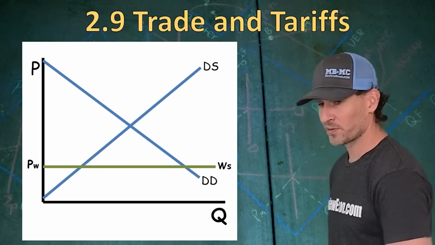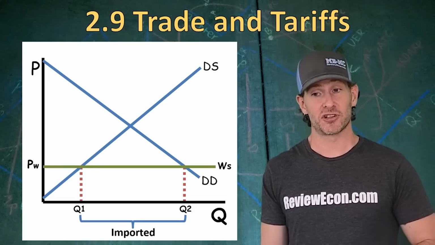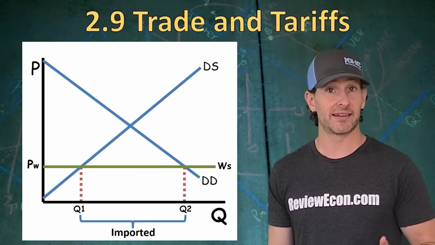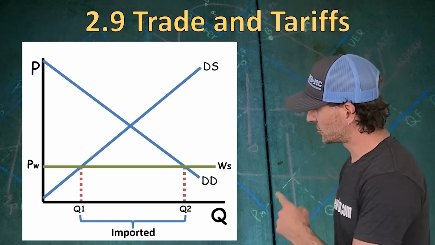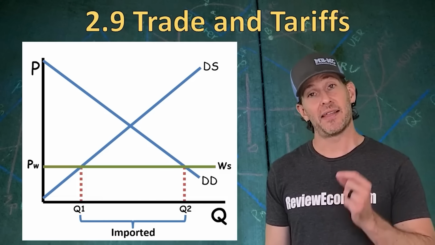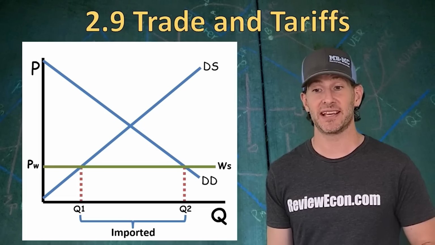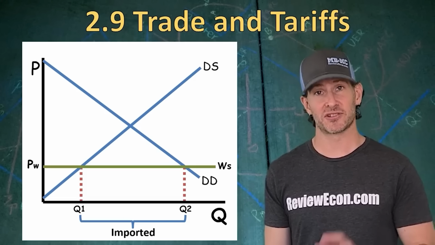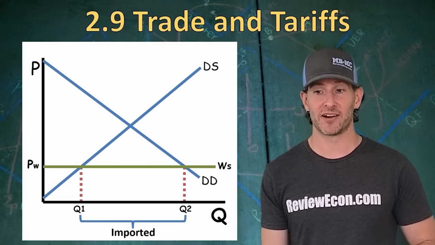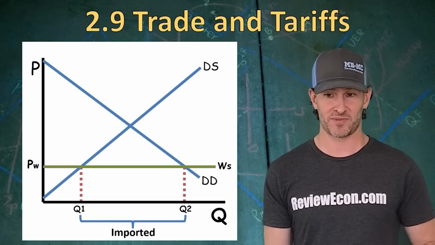At that low price, we have Q1 is the quantity that producers will actually produce or make at this low price. Q2 is how much consumers will want to buy at that price, and the difference is imported. Q2 is how much consumers get, Q1 is all that's produced, so that gap, Q2 minus Q1, is the amount that will be imported from the international markets.